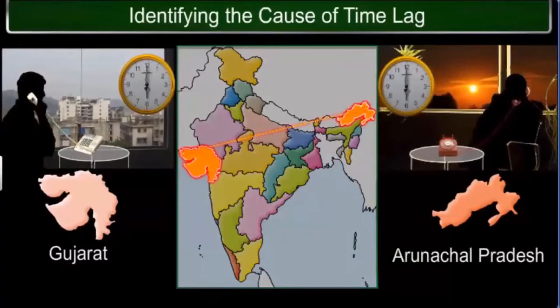This happens because of the huge longitudinal expanse of the country. There is a huge distance between the eastern and western endpoints of the country. This leads to a time lag of 2 hours between the local times of the two places.